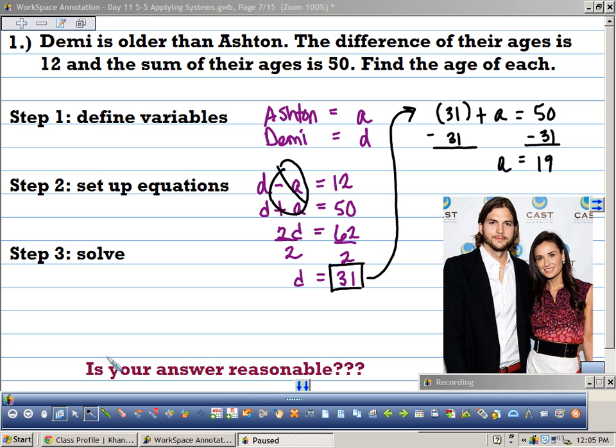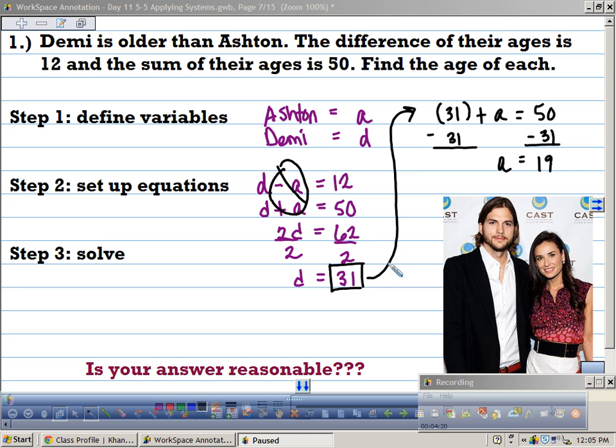So the last thing we need to do is look at if our answer is reasonable or not. So without doing the procedural math, just mental math, how could you figure out whether or not your answer is reasonable? Okay, but we want to plug it in mentally, Alex. So I want to look back and say, okay, the difference of their ages is 12. Is the difference between 31 and 19 12? Yes. What about, this one's easier, is the sum of 31 and 19 50? Yes. So we've just done a mental check.